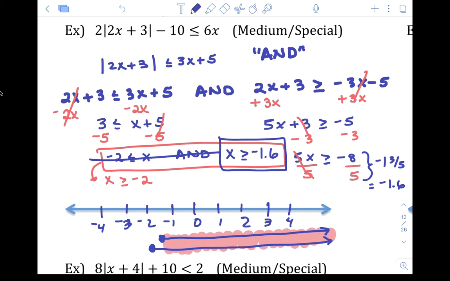So for my final answer, I'm going to do a closed circle at negative 1.6 as best as I can guess where it is on the number line. It's just an approximation. And then I will shade everything to the right forever. So why is that special? Because ands are typically shaded overlapping in the middle, and this one doesn't do that. It still overlaps though. It's still the right answer. It's just kind of weird, and that's okay.